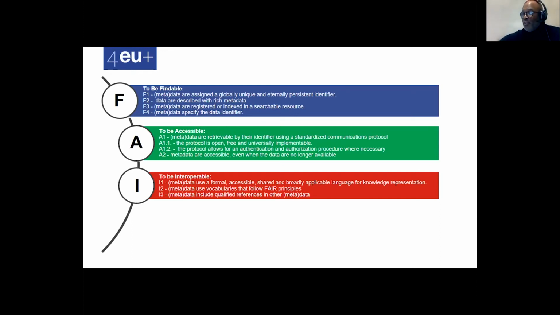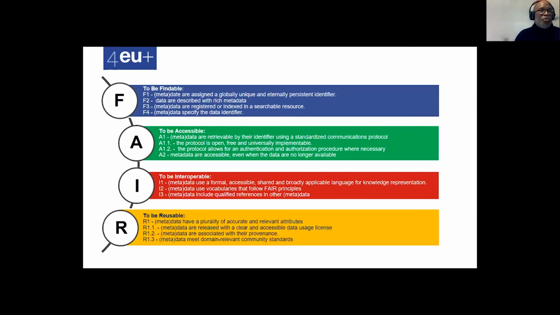And then lastly, the R, which is the reusability of the data. R1, metadata has a plurality of accurate and relevant attributes. And the R1.1, it's released with a clear and accessible data usage license. And the R1.2, metadata is associated with its provenance, thereby being the licensing, allowing you to use and reuse the data. And the R1.3, it meets domain-relevant community standards.